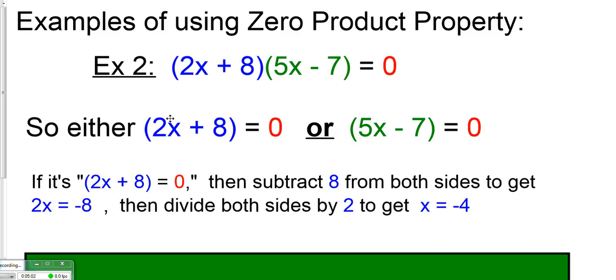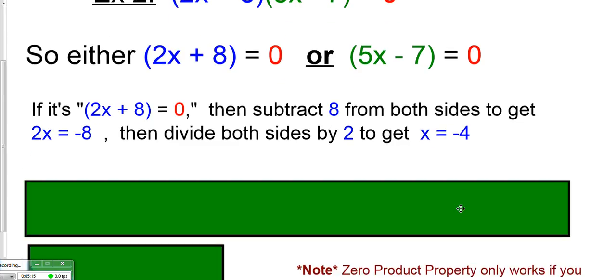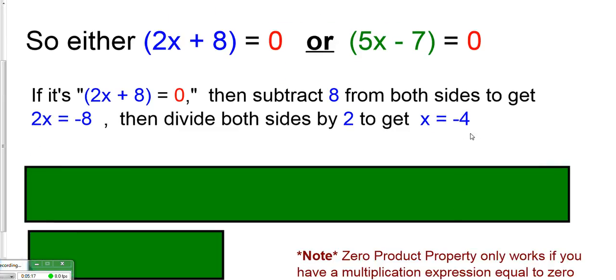So if it really was this one, this 2x plus 8 that was set equal to 0, we would subtract 8 from both sides to get 2x equals negative 8. Then we would divide both sides by that 2 to get that x equals negative 4. So x equals negative 4 is one of my solutions.